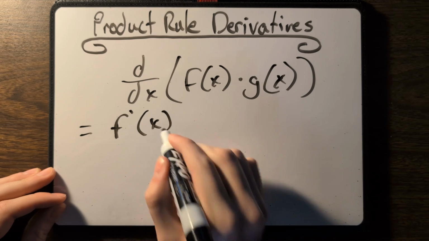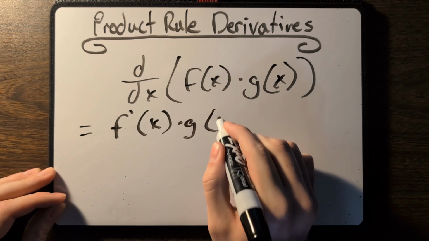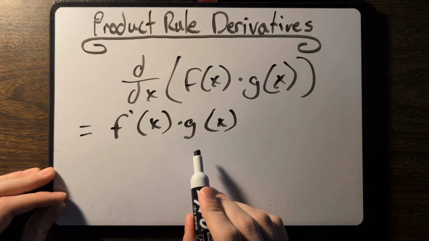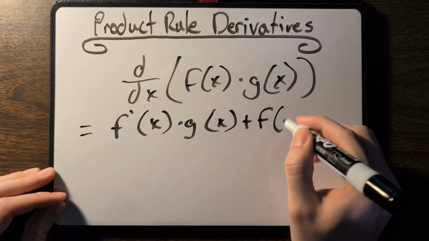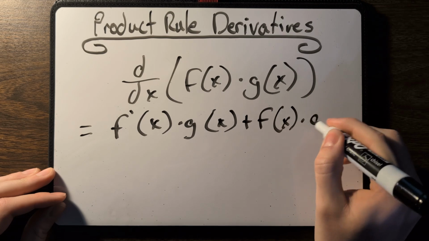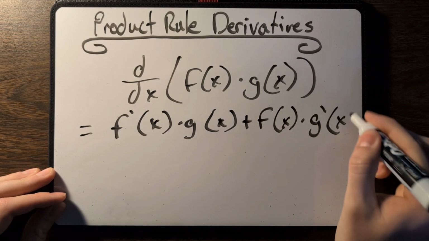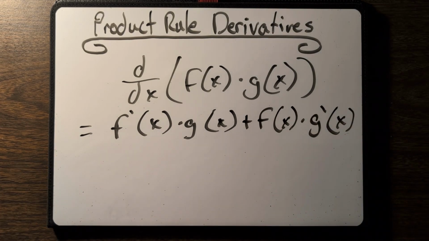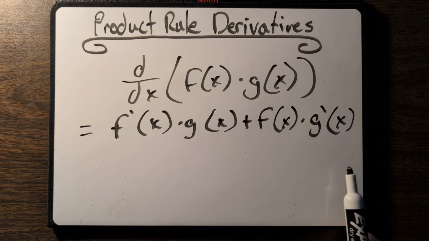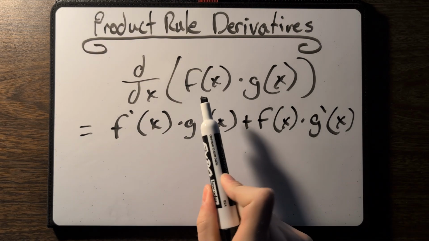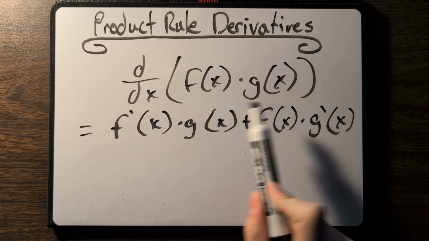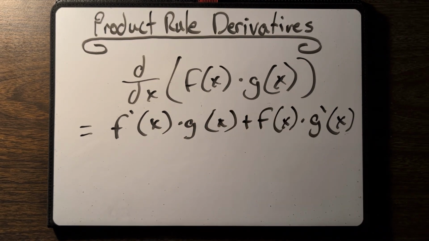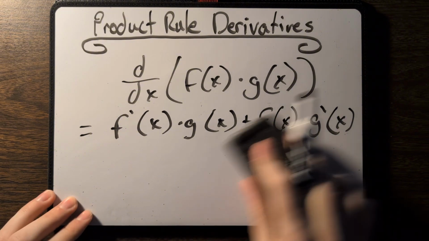We take the derivative of f of x, multiply it by g of x, leaving g of x alone, plus, now we leave f of x alone, and we multiply that by the derivative of g of x. And this is our formula. So the hardest part is identifying when to use this and what our f of x and what our g of x are. Alright, let's try an example.